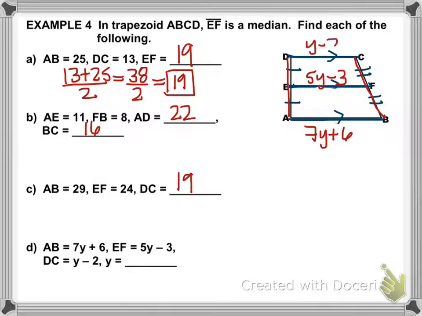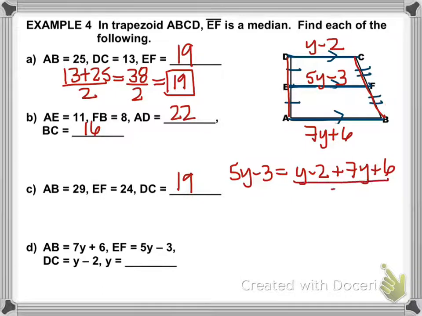Solve for y. Okay, so what I know is that EF, which is 5y minus 3, is equal to the two bases averaged together, or added and divided by 2. So the top base is y minus 2, plus the bottom base, which is 7y plus 6, added together, divided by 2. So here's my equation. Just to reiterate, the median equals the two bases added together, divided by 2.